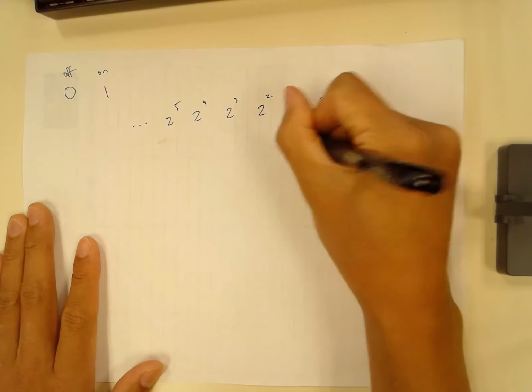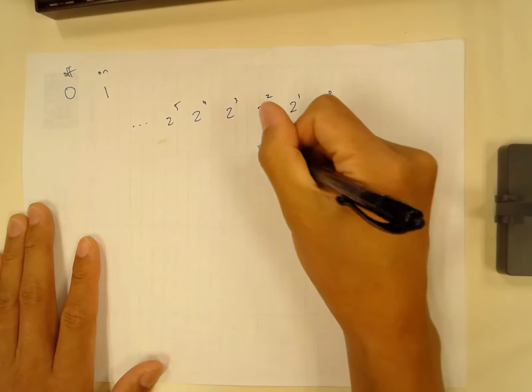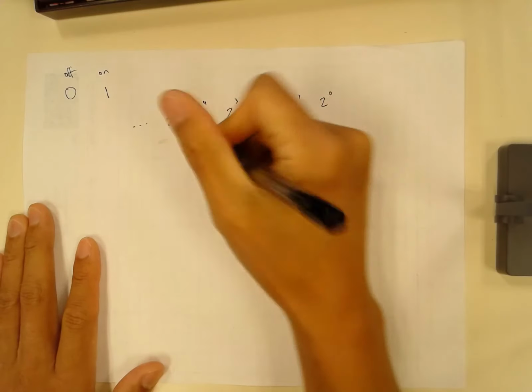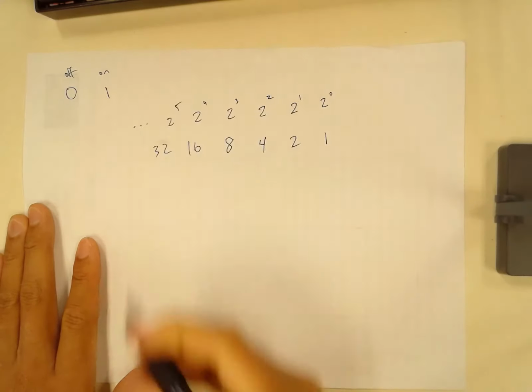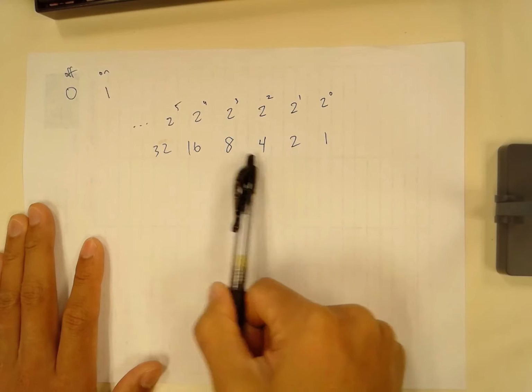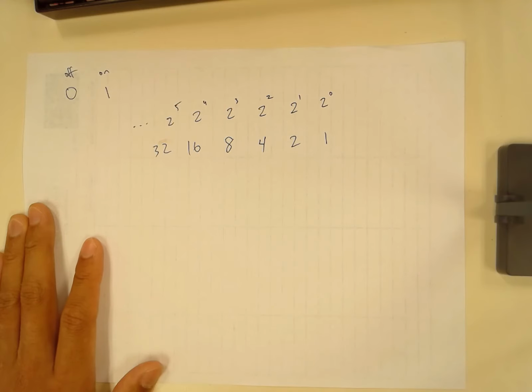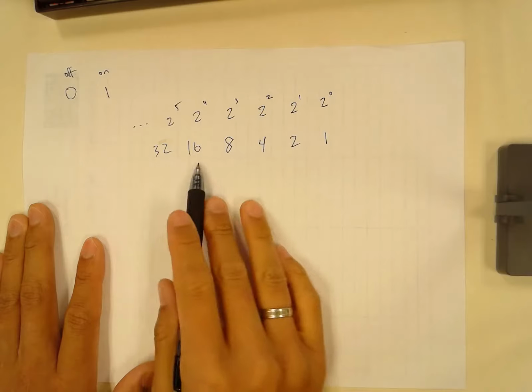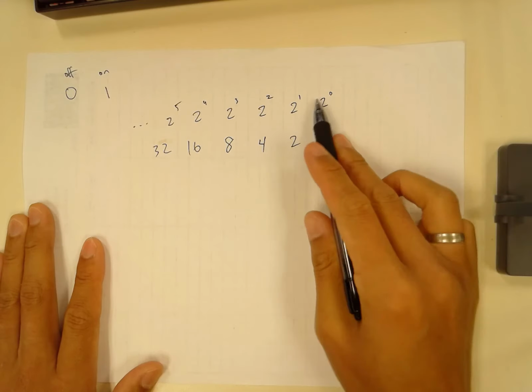And then 2 to the 1 is 2, 2 to the 2 is 4, 2 to the 3 is 2 times 2 times 2, which is 8. We get 16 and 32, right? What you can do here is start with a 1 and just double it every time you move on down to the left. And so these are the decimal values of the digits in a binary number system.